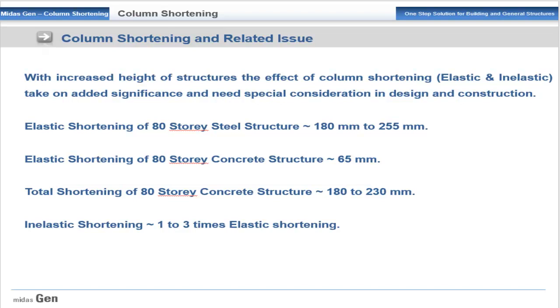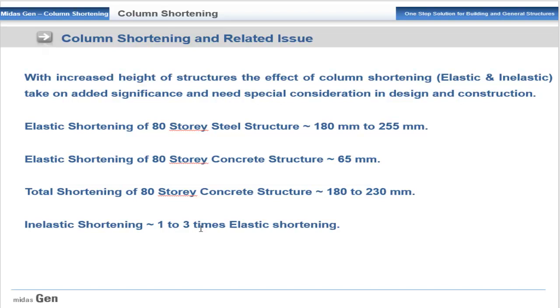As an example, column shortening analysis of an 80-story building, a steel building as well as concrete building was done. As a result, the steel structure had elastic shortening of 180 to 255 mm, whereas concrete elastic shortening was 65 mm. Even though 65 mm, the total shortening of the concrete structure was 180 to 230 mm. This means that the inelastic shortening of the concrete structure was more significant. It was almost 1 to 3 times the elastic shortening.